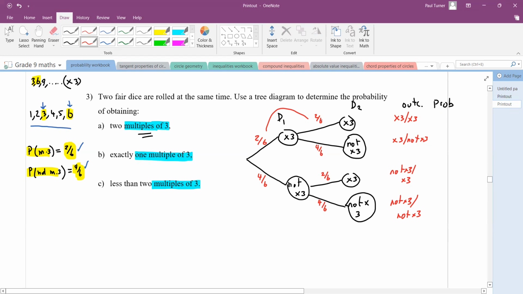So 2 out of 6 times 2 out of 6 is 4 out of 36. 2 out of 6 times 4 out of 6, that's going to be 8 out of 36. 4 out of 6 times 2 out of 6, 8 out of 36. 4 out of 6 times 4 out of 6, 16 out of 36. So you simply multiply these probabilities that are on the branches, and you'll get your 4 final probabilities here.